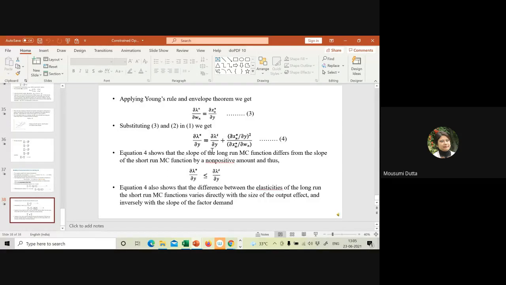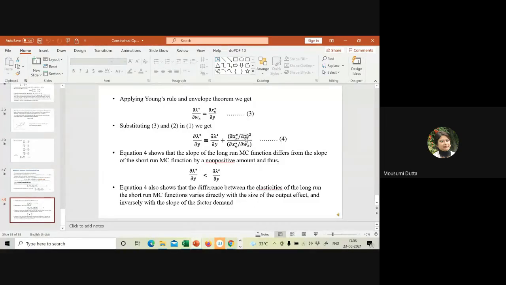So the difference between the elasticities of the long run and the short run marginal costs is proportionally related to the size of the output effect. This is the output effect, and it is inversely related with the slope of the factor demand. In the denominator, we have the slope of the factor demand. So this difference is inversely related with the slope of the factor demand, whereas it is directly related with the size of the output effect.